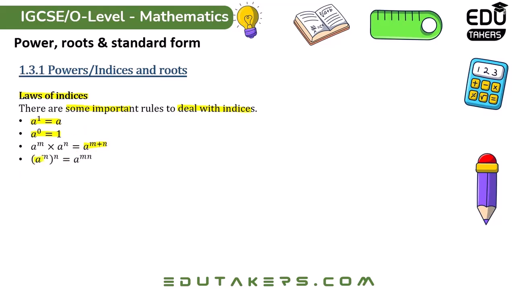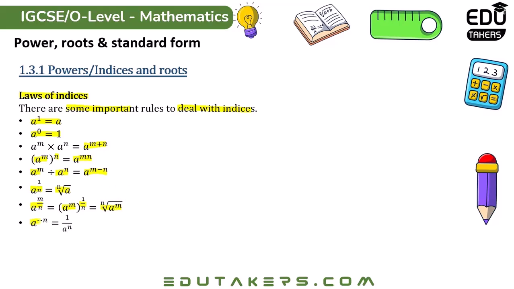And A raised to power m, all raised to power n, will be equal to A raised to power mn. A raised to power m divided by A raised to power n will be equal to A raised to power m minus n. A raised to power 1 over n will be equal to the nth root of A. And A raised to power m over n is equal to A raised to power m, raised to power 1 over n, and this is equal to the nth root of A raised to power m.